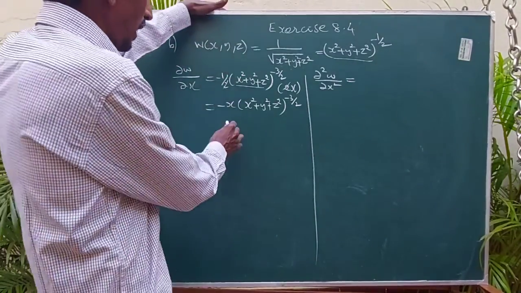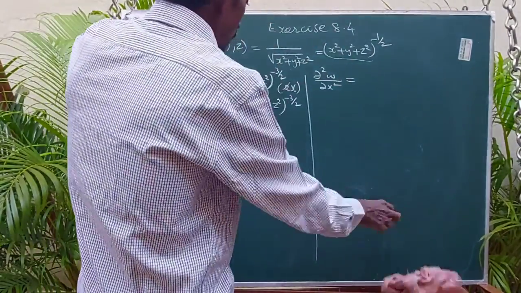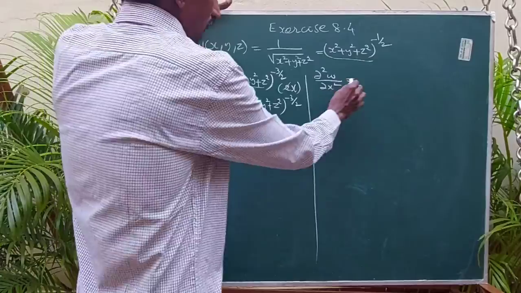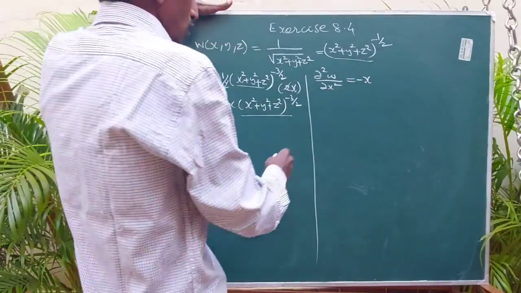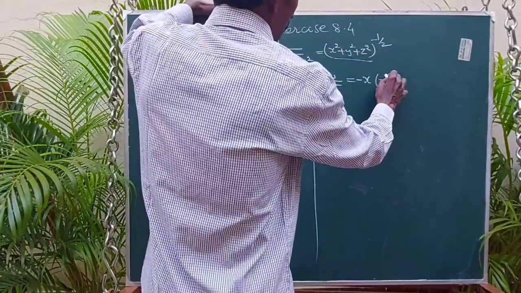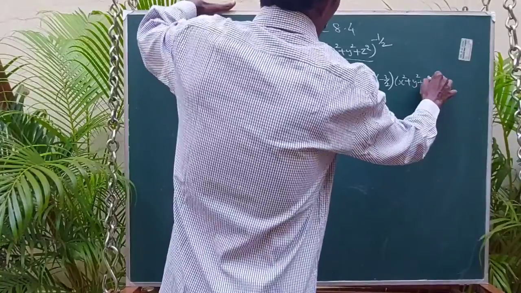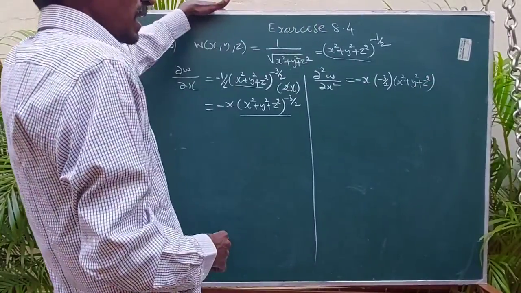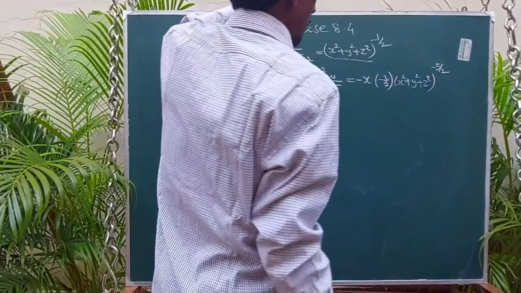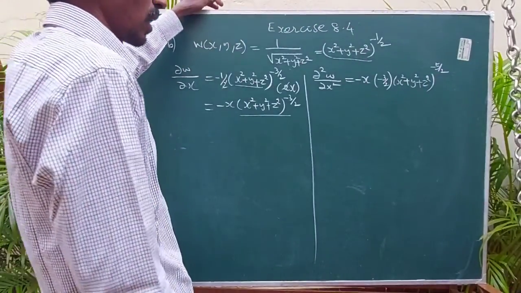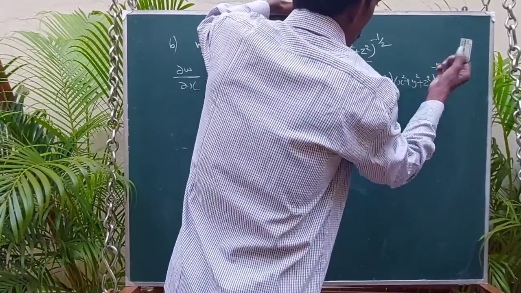Okay, so here it is a product of 2. We can find out, first keep x as constant. Again the differentiation here, the second one. So again n into x power, so minus 3 by 2 into x square plus y square plus z square whole power minus 3 by 2 minus 1, so minus 5 by 2. N into x power n minus 1. Again x square differentiation 2x, y square, z square 0.